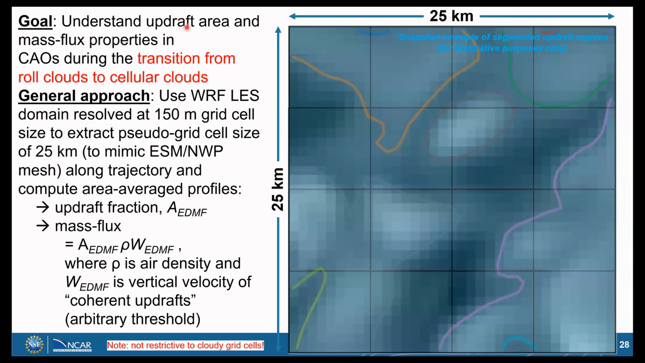So our goal here is to understand the updraft area and mass flux properties. And we want to look at this whole transition, not just in the cellular region. We want to look at the whole transition. And it's pretty simple. We just essentially take the center point of the backward trajectory location and we extract the updraft fraction and the mass flux for different vertical velocity thresholds in a 25 by 25 kilometer box. So this is just to kind of mimic a typical maybe ESM or coarse numerical weather prediction model grid box. And you could do all different sizes. You can play around with that, but I'm just showing one result for now.